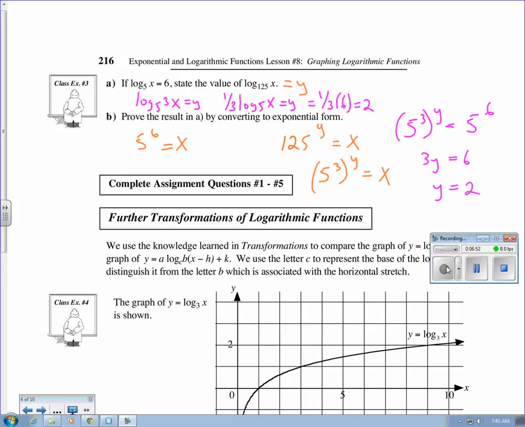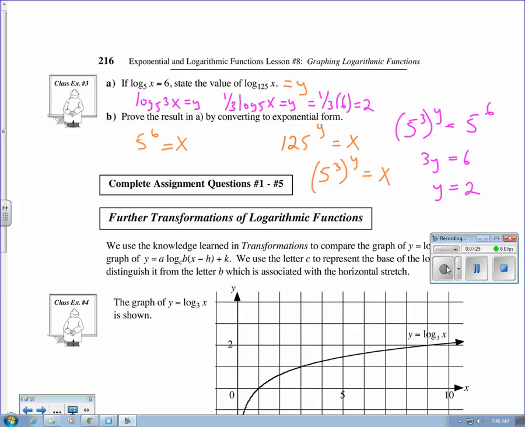So if log base 5 of x equals 6, can I predict the value of log base 125? So I replaced 125 with 5 to the 3, and converting between bases allows that 3 to come out as a fractional exponent. So 1/3 of log base 5 of x is equal to y, but I knew what log base 5 of x was. That was 6. So 1/3 of 6 is equal to 2.